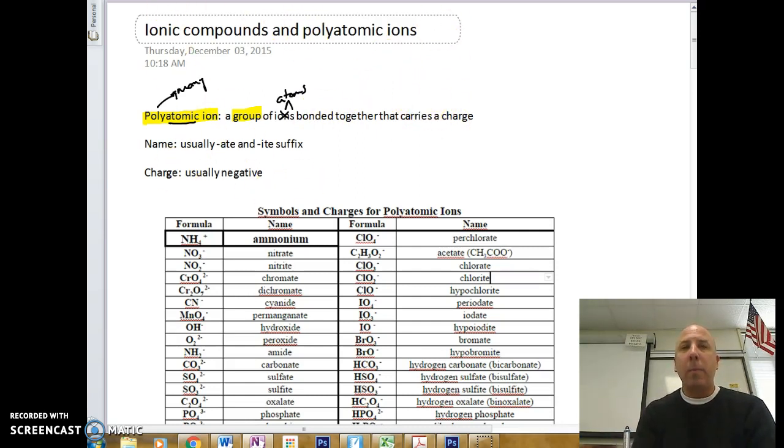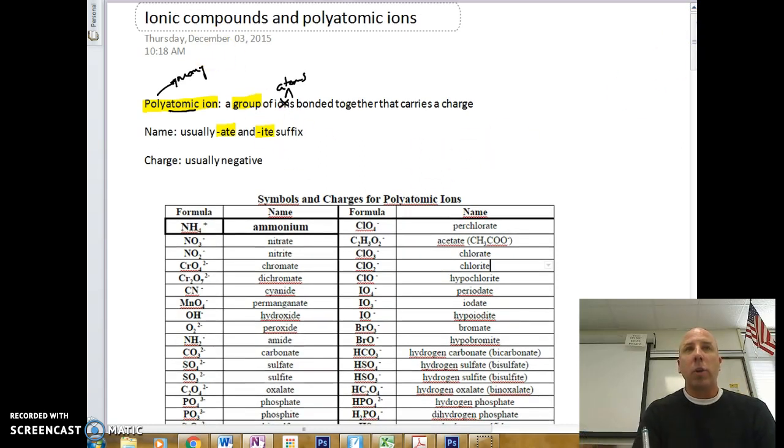Now, we can identify polyatomic ions typically by their name or by having more than just one atom, a monatomic atom. We want more of them. And when we see those, we know we have a polyatomic on our hands. So usually in the name, they end with an "ate" or an "ite" suffix, although not always. There are some that do end with the "ide" ending, so we'll have to be careful of those. Their charge is usually negative, although there is a positive polyatomic as well.